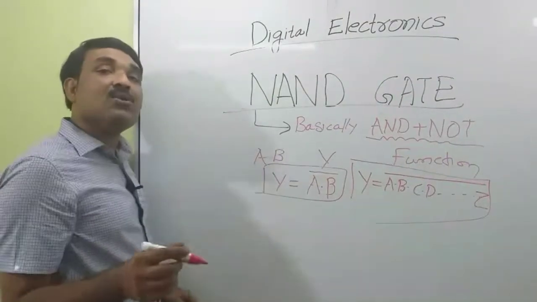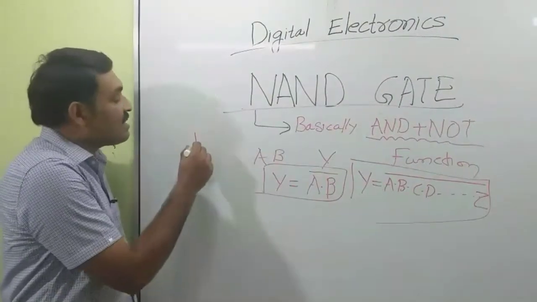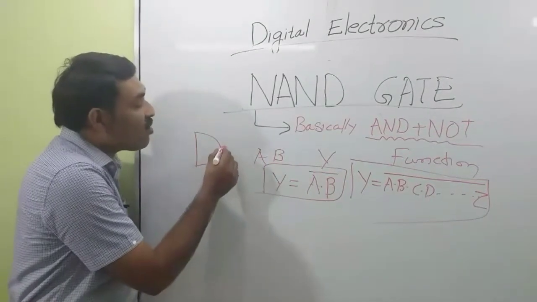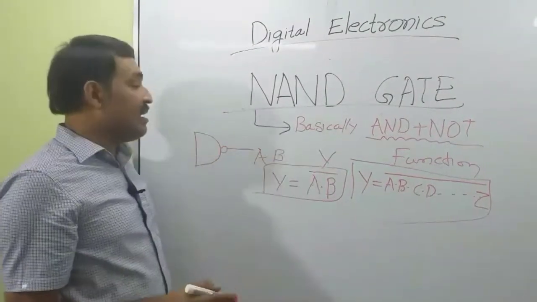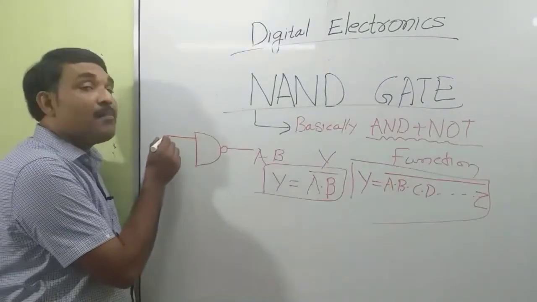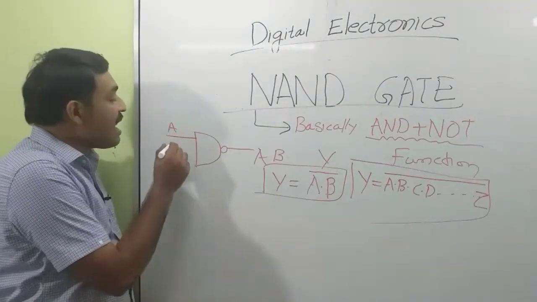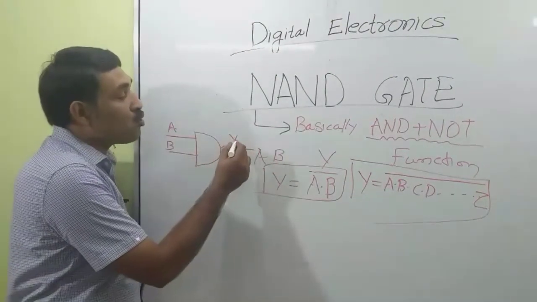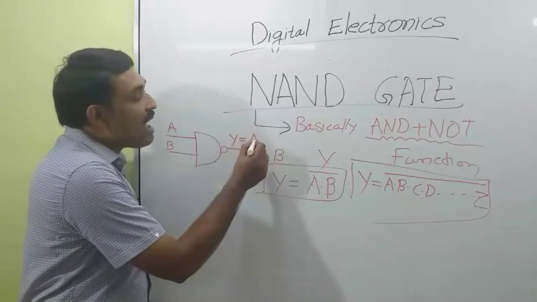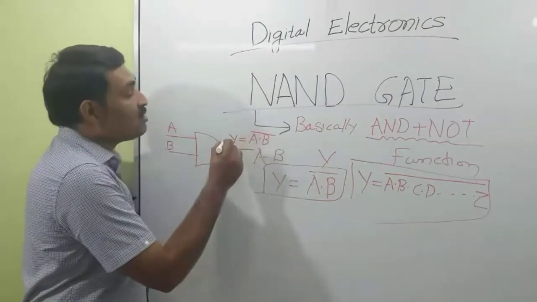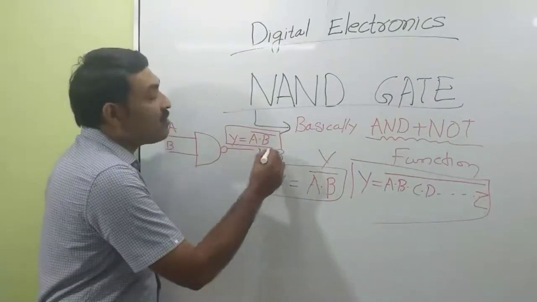Now the circuit symbol for a NAND gate is, first we draw an AND gate, followed by a NOT gate. So for a NAND gate, we have a minimum of two inputs. Now I am drawing the gate with two inputs. Let A and B represent the inputs and Y is our output. So Y is equal to A dot B, the complement. This is the mathematical operation taking place here.